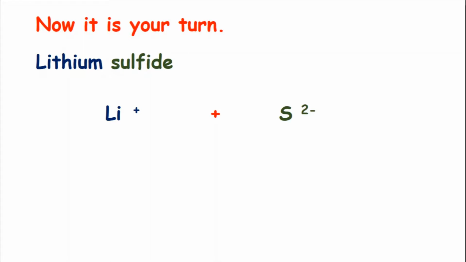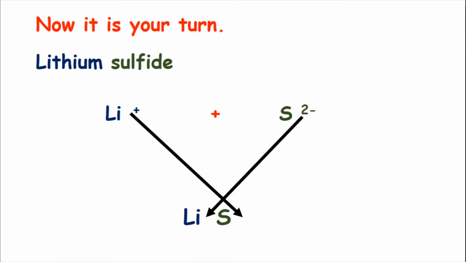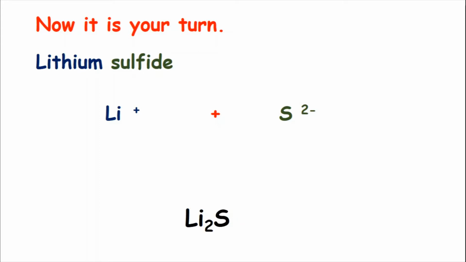So again, we leave some space and just put Li and S next to each other, leaving some space in between. We're going to draw one arrow from the Li+ down next to the S, and one arrow from the 2- down next to the Li. The 2 from the S2- moves down next to the Li. There is no number in Li+, so we don't have to write any number next to the S. And the formula for lithium sulfide is Li2S.